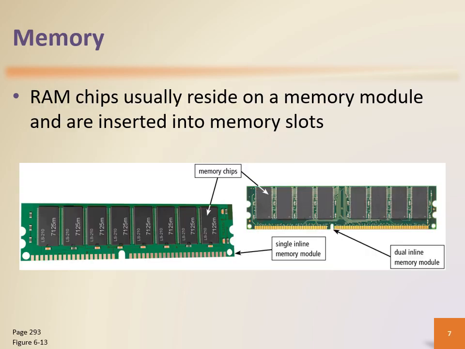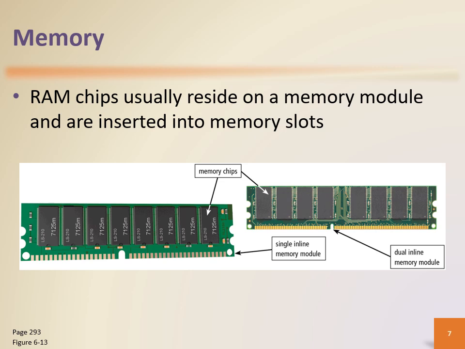RAM chips usually reside on a memory slot, a memory module, as we have seen earlier as well. So these are the memory chips in black color, and this is on a memory module. This green one is a memory module, and this memory module is inserted on the memory slot on your motherboard.